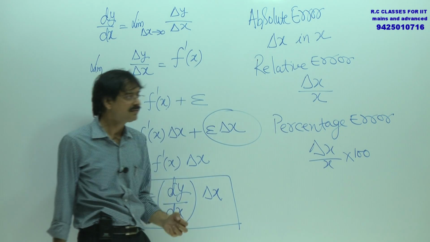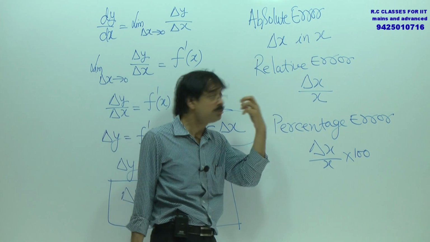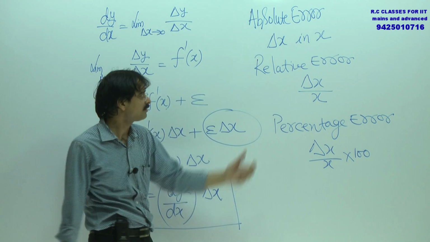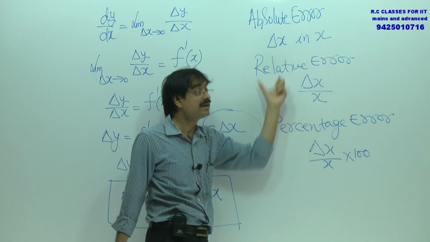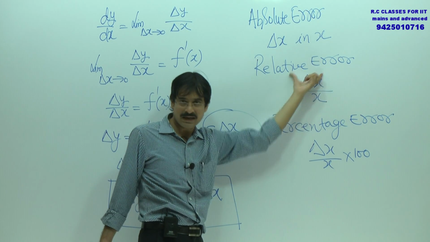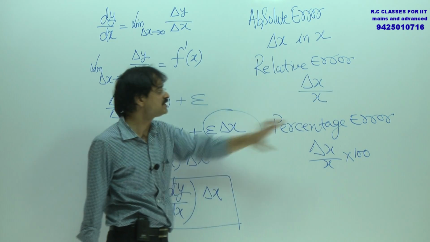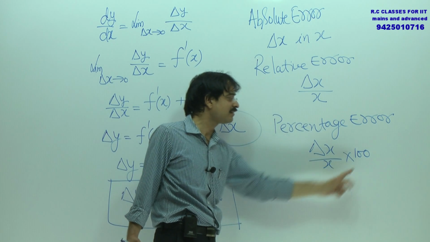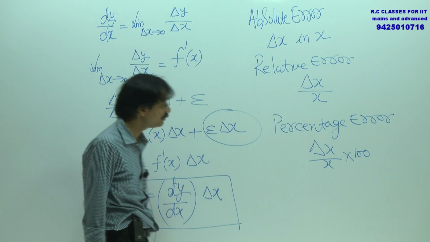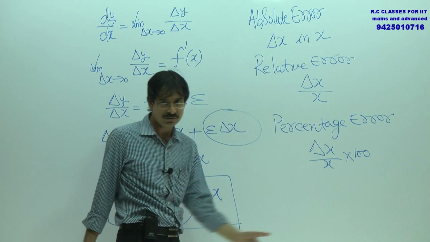And likewise, if we discuss this absolute change, the absolute change in x is going to be delta x, relative change in x is going to be delta x upon x, and if I say percentage change, it is going to be delta x upon x into 100. That will be used in the problems which we are going to discuss now.